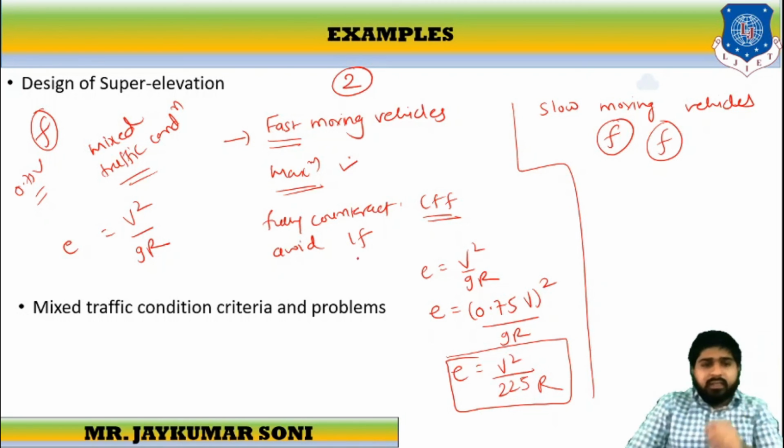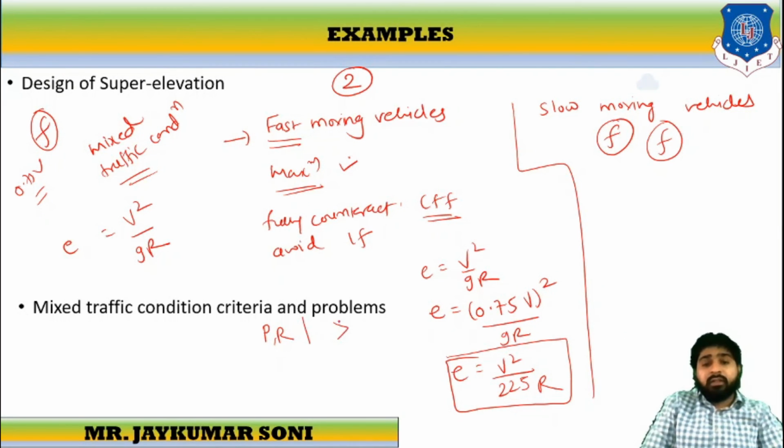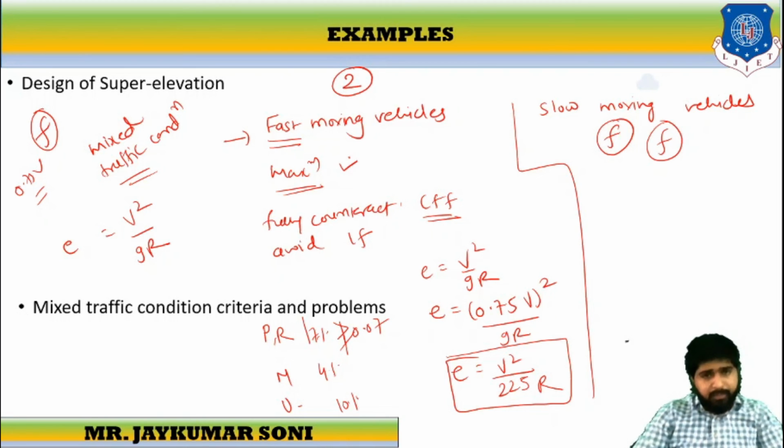As I have discussed, for the mixed traffic condition criterion, there are three things. If plain and rolling terrain is there, then the maximum allowable super elevation is 0.07, meaning 7 percent. If mountainous terrain is there, then it will be 4 percent. If an urban area is there with intersection, then it will be 10 percent. So these are the criteria that we need to keep in mind in order to understand the super elevation concept thoroughly.